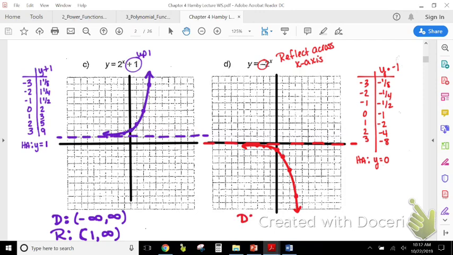And then tell me about its domain. Good. What about the range? Negative infinity to 0. Very good. Zero's not included.